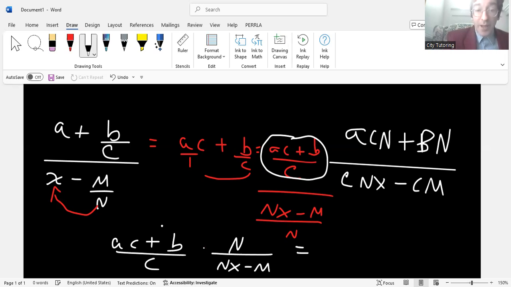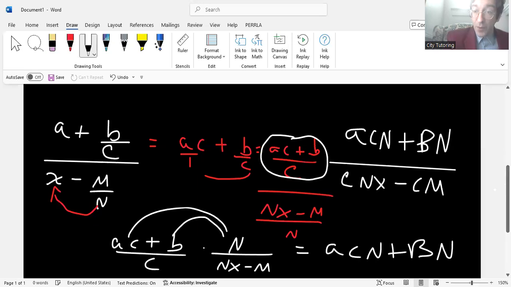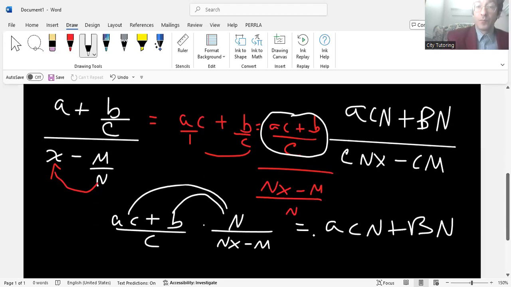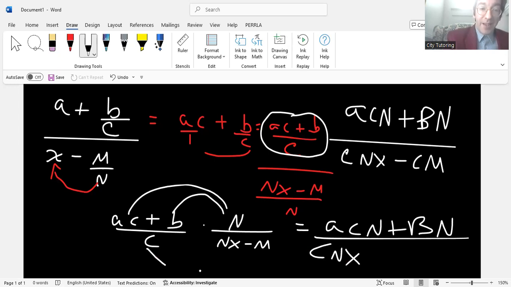And now you just multiply. This times this becomes AC times N is ACN. And then you have B times N, that's plus positive, right? So BN. And then the same thing on the bottom. C times NX is CNX. And then C times negative M gives you negative, right? Because a positive times a negative gives you negative CM.